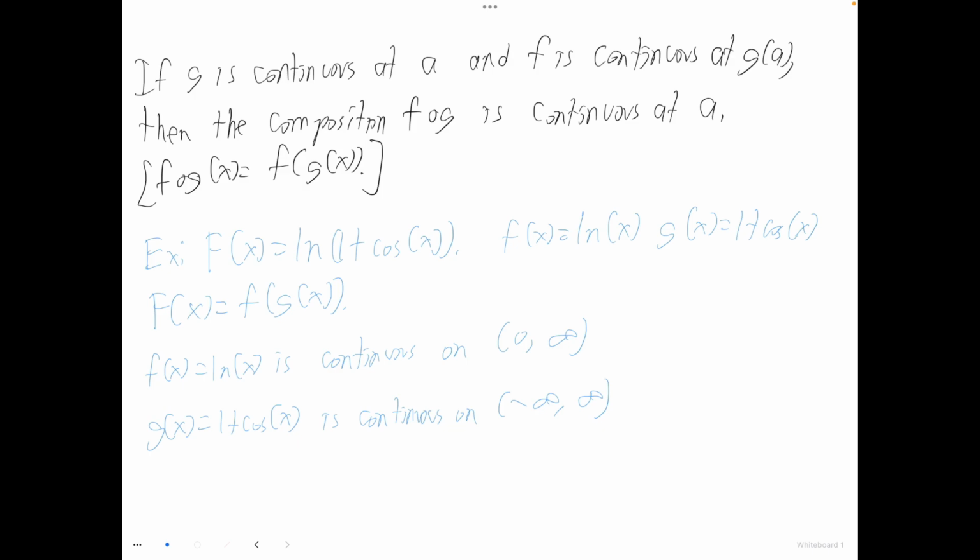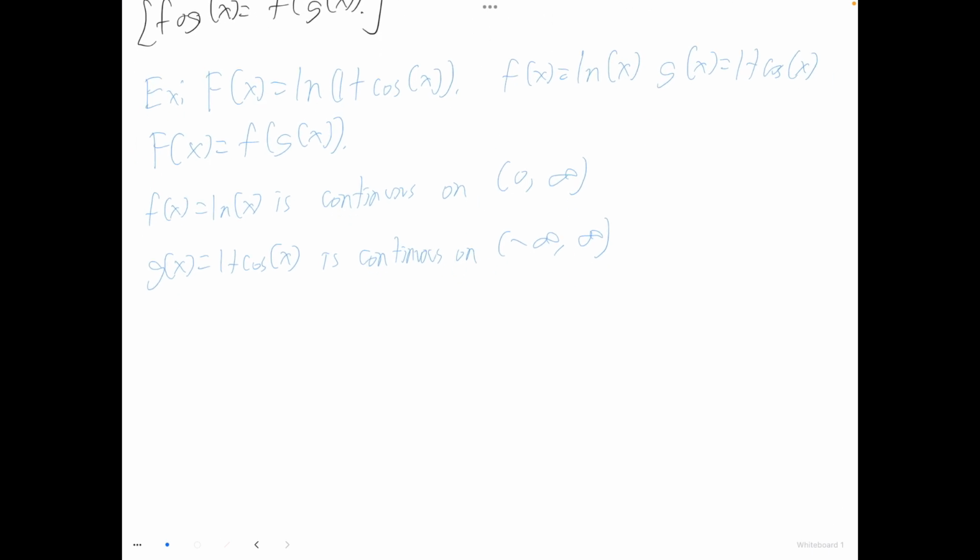But now we want to know, well, when is 1 plus cosine of x outside of the interval from 0 to infinity? When does it take on 0 or negative values? Well, cosine of x is always greater than or equal to negative 1. And so 1 plus cosine of x is always greater than or equal to 0. So the only things we really need to be worried about are when 1 plus cosine of x is 0, as that's the only point that's going to be outside of the domain of our little f of x. So we're asking ourselves, when is cosine of x negative 1?